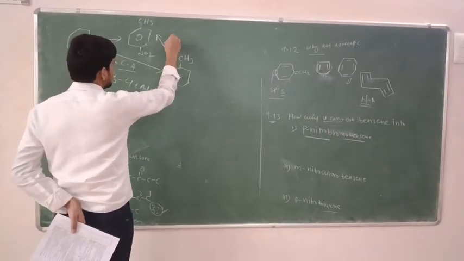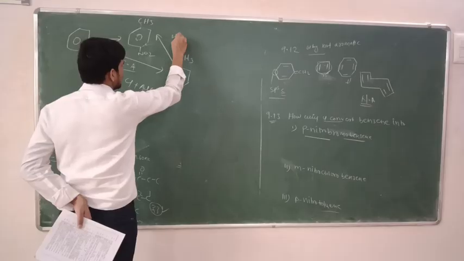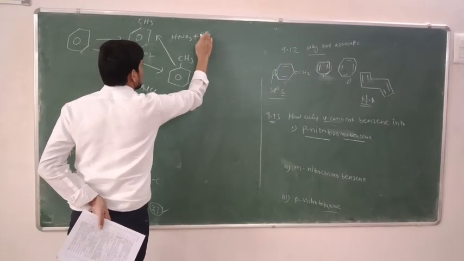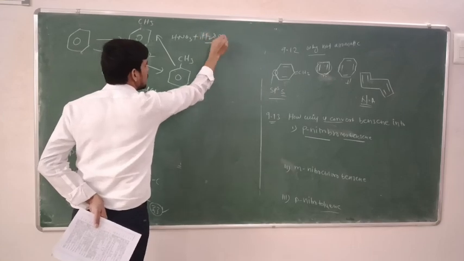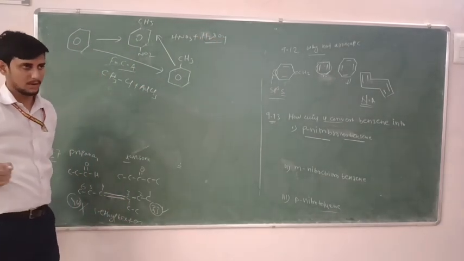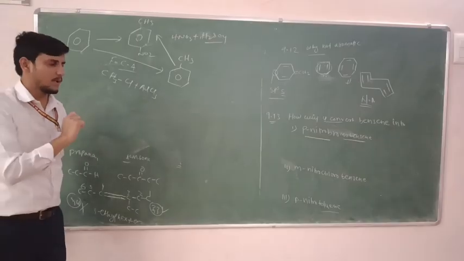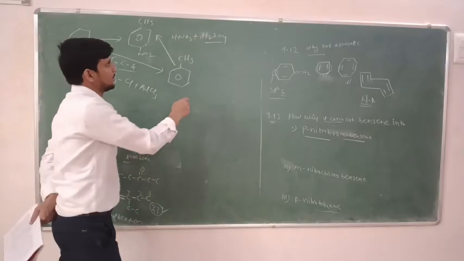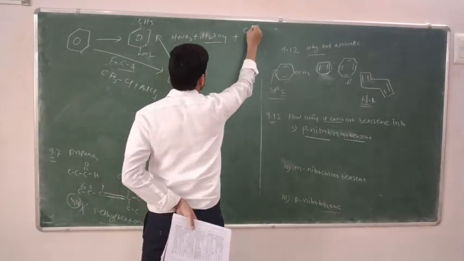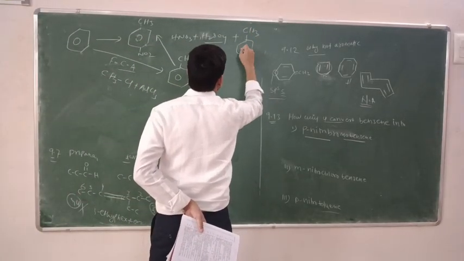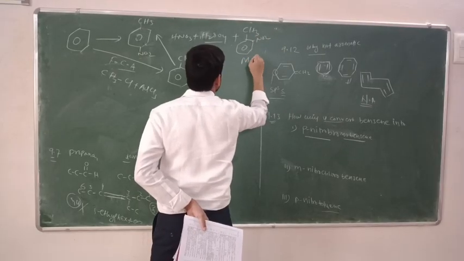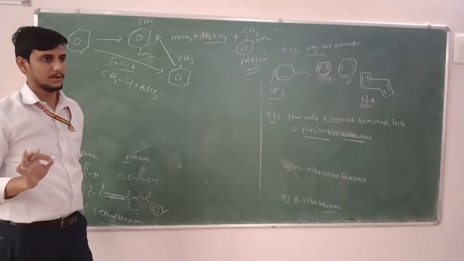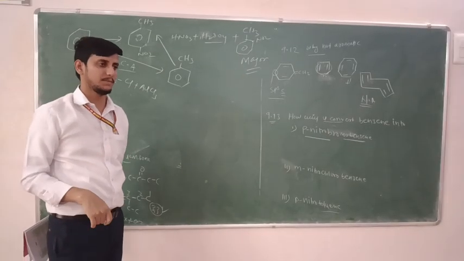Means nitration. Here is a nitration. HNO3 plus H2SO4. Correct. Nitration. Two products will form here. But he asked minor. So no problem. Give the answer for minor, but also write the major product. This one is a minor. This one is the major product. Okay, understood now? Sati, what happened?